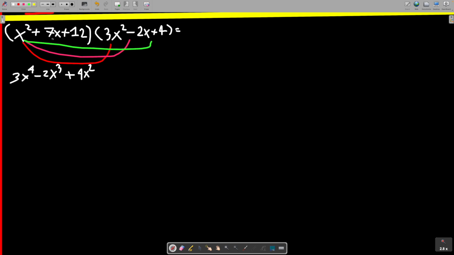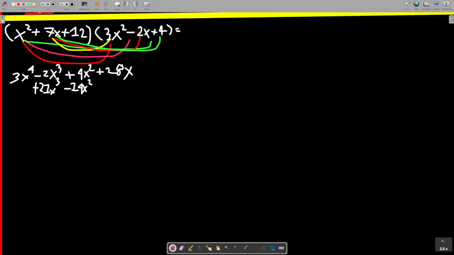Next we have 7x times 3x squared. That is 21x cubed. So let's write it over the negative 2x cubed since they're like terms again. And then we have 7x times negative 2x, which is negative 14x squared. So we're going to write it down by the positive 4x squared since they are like terms. Next we have positive 7x times 4, which is positive 28x. So we'll write it right here, positive 28x.